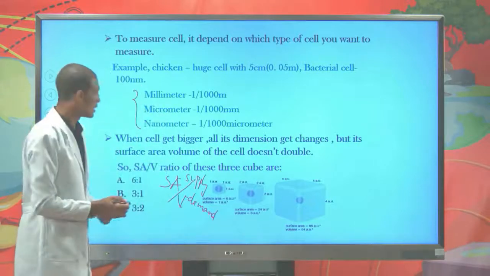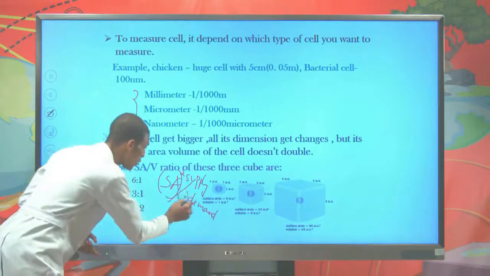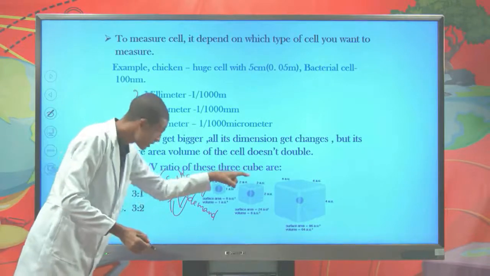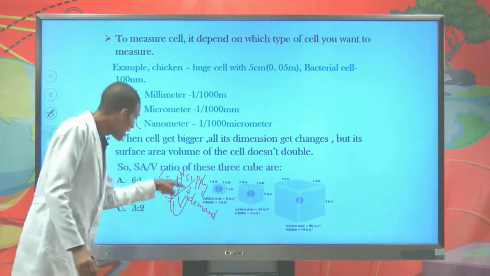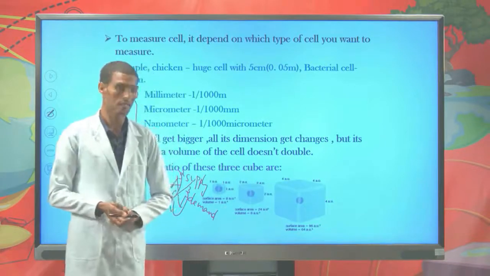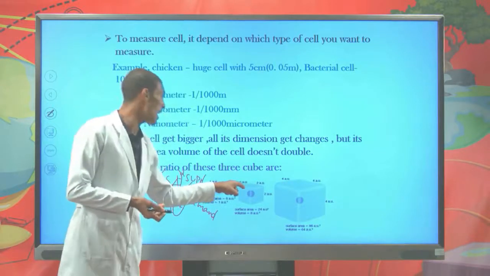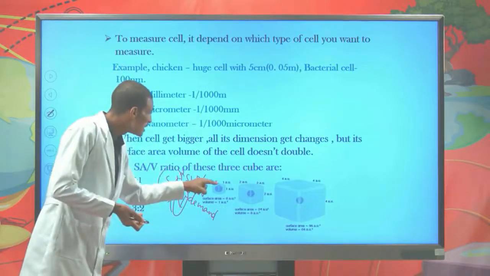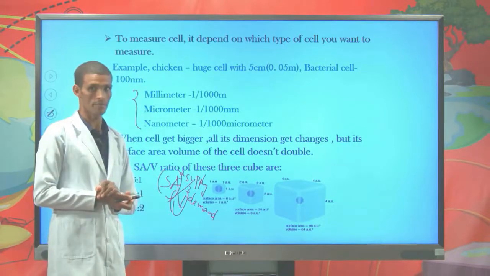So here, since surface area increases as a square and volume increases as a cube, when the cell increases in dimension or size, the surface area ratio decreases and the volume increases. The demand of this larger cell is high, and the supply of this cell becomes low. The demand of this cell is a bit higher, and again the supply is lower. But here, the demand of this cell is low, and the supply for this one is high.